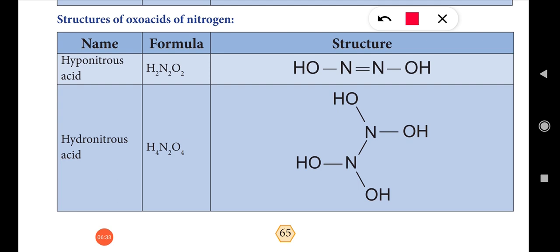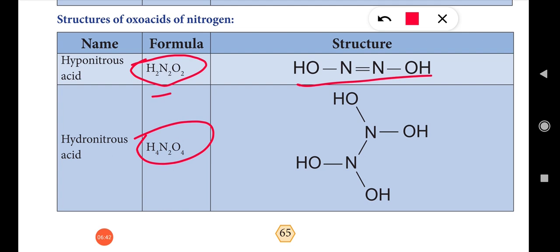Hypo-nitrous acid. So remember the molecular formulas. It may be asked in one more question, and also structures. Hypo-nitrous acid, its molecular formula is H2N2O2. Its structure is given.